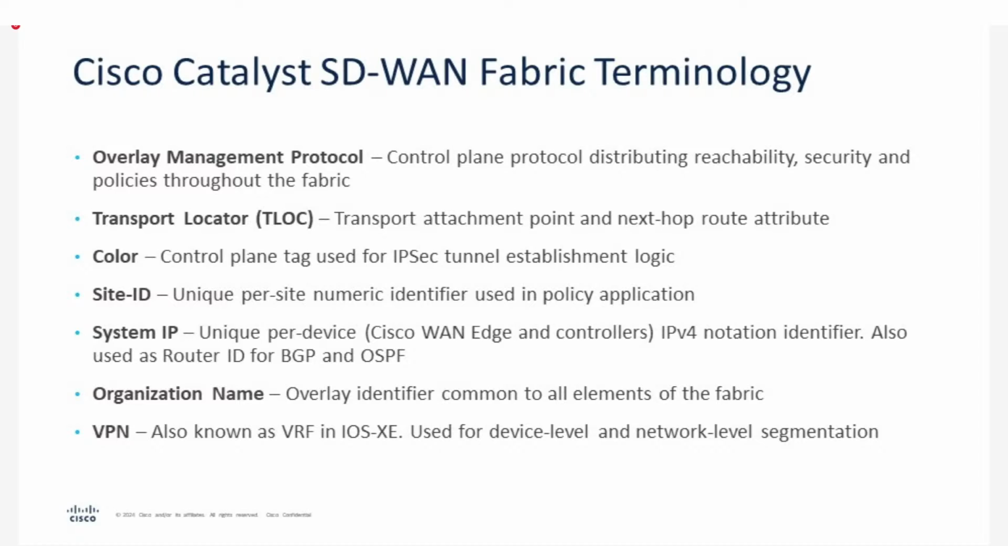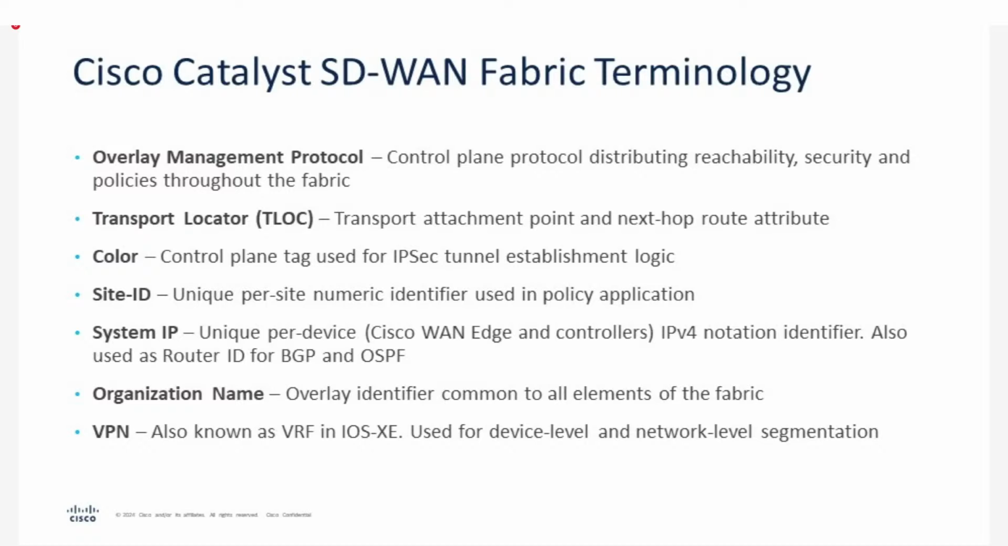Next, we have the org name. Org name is the name which is assigned to the SD-WAN overlay fabric. It is case sensitive and must match the organization name which is configured on all the devices in your network. It is used to define the organization unit or OU, which is a field that has to be matched in the certificate authority process when you are generating a certificate.